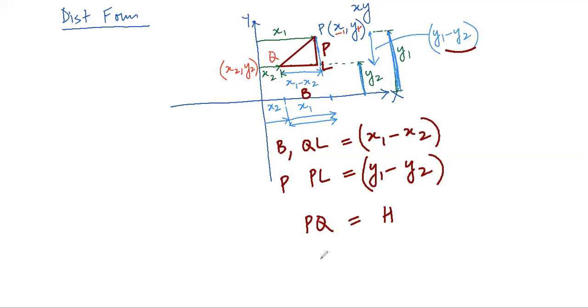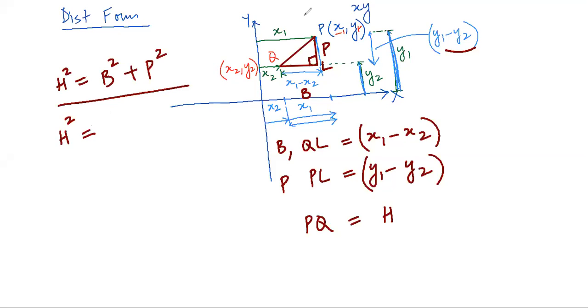Using the Pythagoras theorem, students, we can use it on this right angle triangle PLQ, which is right angle at point L. So according to Pythagoras theorem, hypotenuse square is equal to base square plus perpendicular square. So hypotenuse square is equal to, base is x1 minus x2 whole square, plus perpendicular, y1 minus y2 whole square.